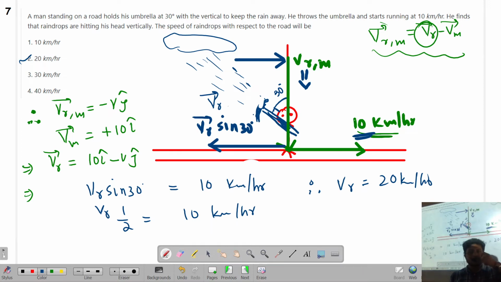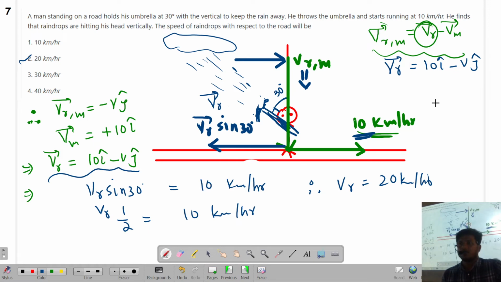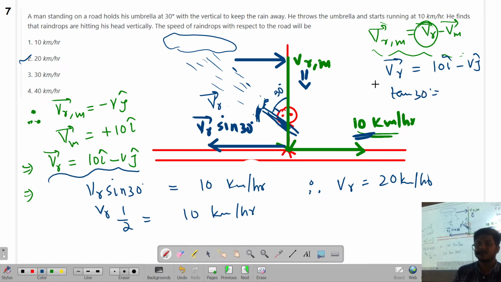Now, one of the most intriguing points is that we can even calculate from this equation. You have got the equation: VR is equal to 10 i cap minus V j cap. Got it or not? One thing is there, that the topper has given the answer wrong. I'll tell them. Here VR is equal to 10 i cap minus V j cap, and tan 30 they have put in. Now look over here. Rain is hitting at 30 degrees, so tan 30 should be equal to perpendicular component divided by base component. That will be 10 by minus V actually.